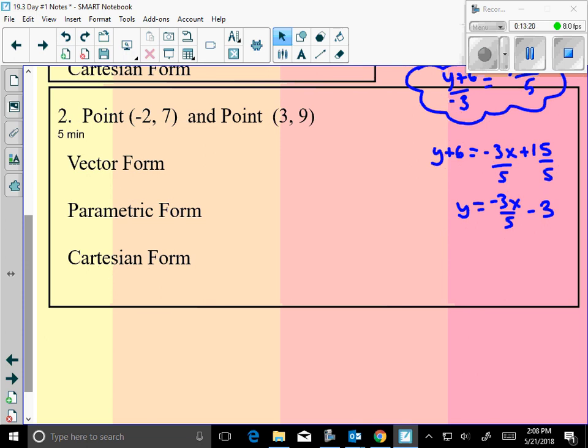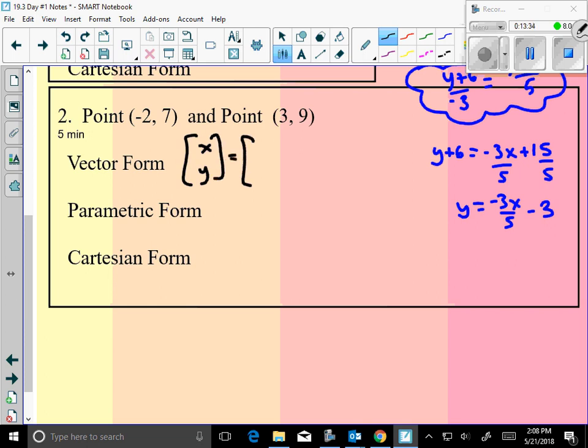Okay, so in this one, what's different? I got 2 points, so I don't have a direction vector. Oh, yeah, you do. Okay, I got x, y, right? That's r. Which point do you want to start at? 3, 9? That's going to make my brain explode, but that's cool. Okay, so we're going to start there. Well, how do I get to the other one? How do I go from 3 to negative 2? I subtract 5. And how do I go from 9 to 7? I subtract 2. Oh, so there's the vector form of that. Right? So it's just a slope. That's all it is. It's just a change in y and a change in x.